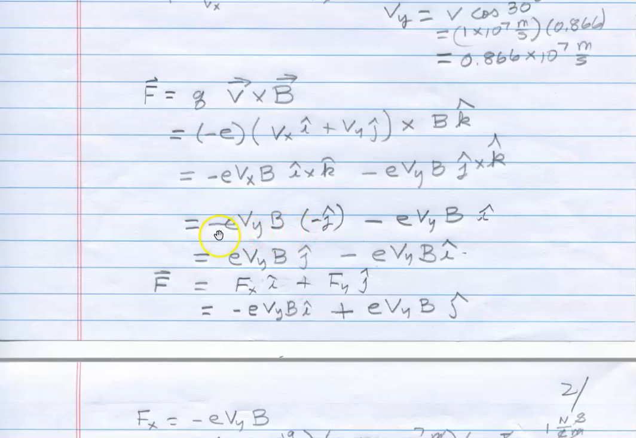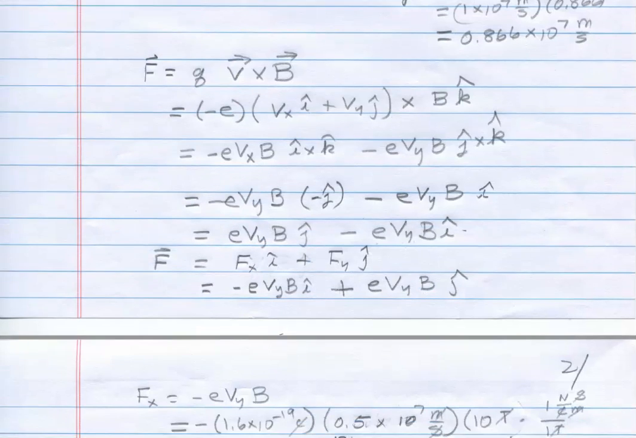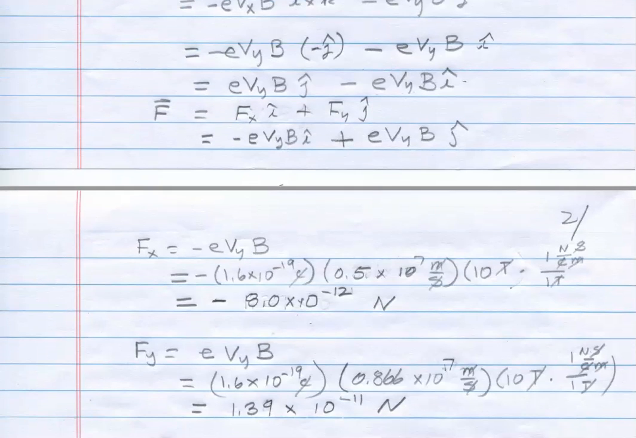And when I did that, I get a minus times a minus is a plus, e vx B j hat, and minus e vy B i hat. And then I reordered these in the usual way. I usually put the x component first and then the y component over here. So I get this general formula for this particular setup. And I can compute the x and the y components, which I did here because I have all this information.